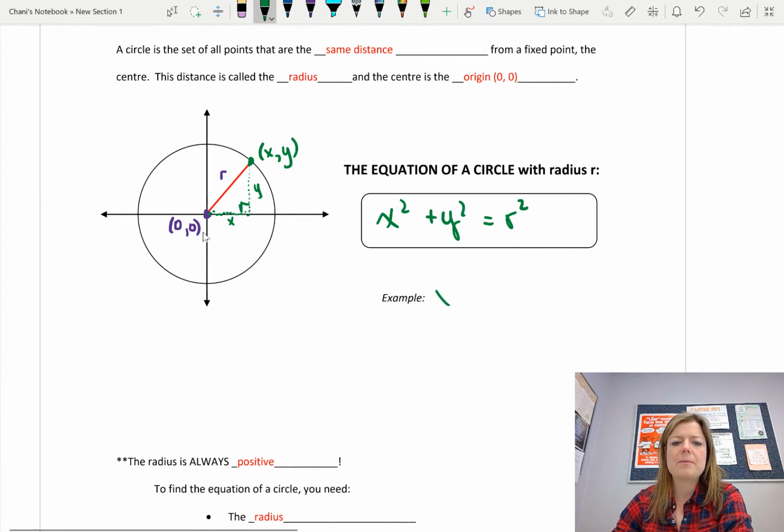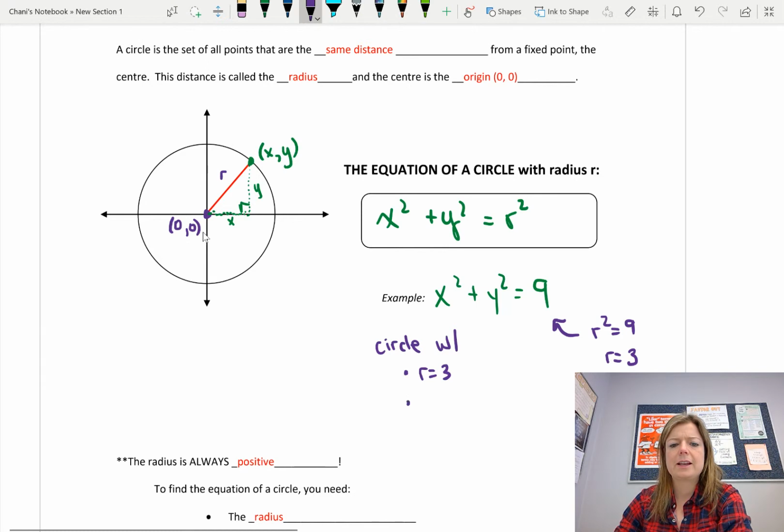For example, let's say we have the circle x squared plus y squared equals 9. Remember that this is actually r squared, so r is actually 3. Radius always has to be positive. So this is a circle with a radius of 3 and the center at the origin, 0, 0.